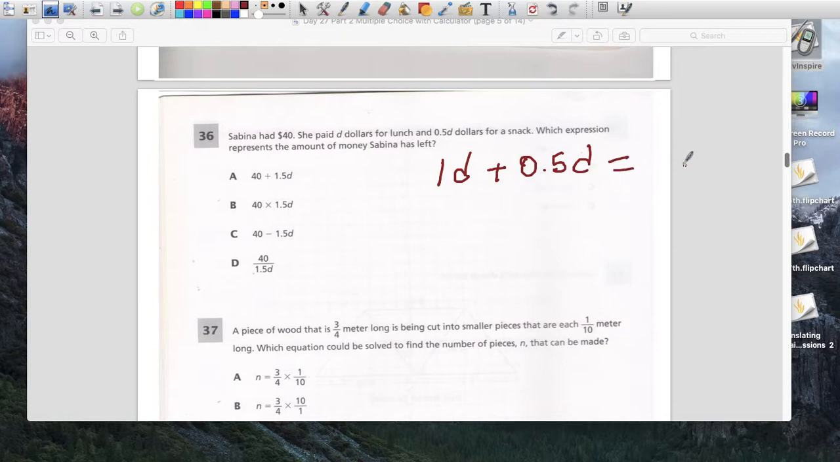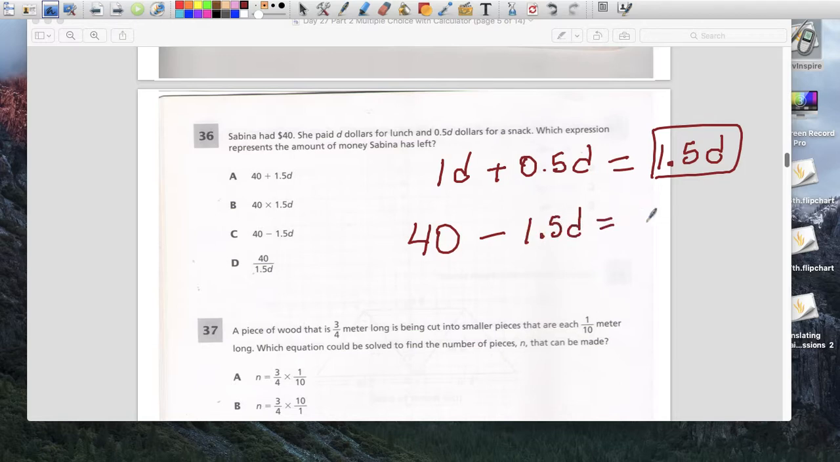So let's calculate how much she spent. 1D plus 0.5D is 1.5D. We add the coefficients and we leave the variable, so 1.5D. So that's how much she spent. She had $40, and if you subtract what she spent, minus 1.5D, you're going to get whatever money she has left. So which expression looks anything like this? It has to be this.